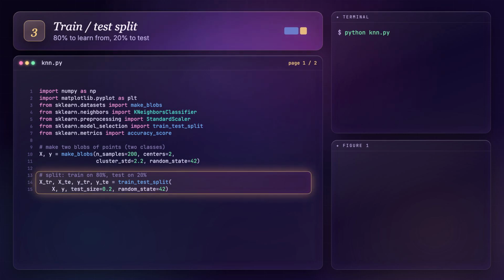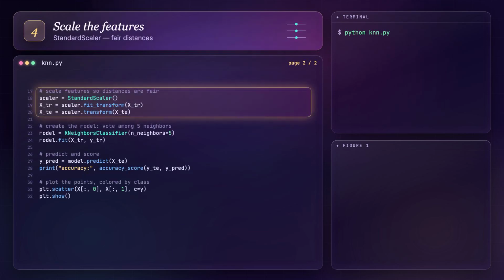Let's turn to page 2. First thing on page 2, scaling. We fit a standard scaler on the training data, then transform both sets so every feature ends up with the same spread. Remember, nearest neighbors is all about distance. If one feature lived on a much bigger scale, it would quietly dominate every vote. Scaling fixes exactly that.